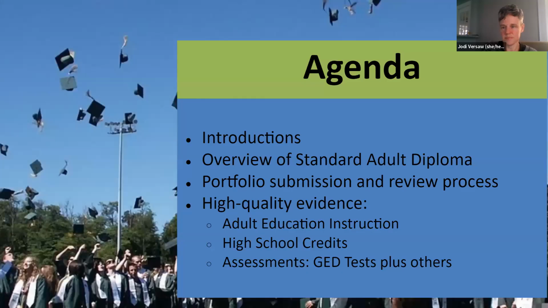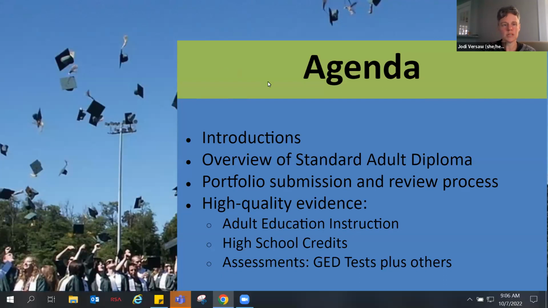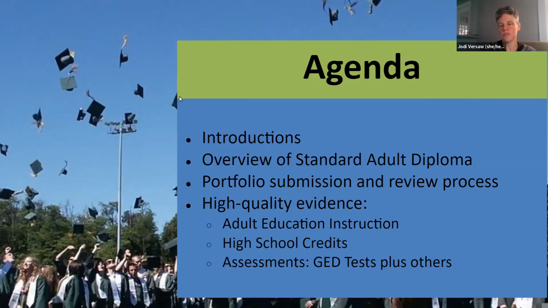Here is the plan for what we are going to do today. We'll start with some introductions. We will do an overview of the standard adult diploma, just a very quick review of everything that we learned and all the pieces that we talked about when we did the first part of this training in September. We will talk about the portfolio submission and review process so that you have a sense of the logistics of how that works. And we will spend the bulk of our time today really diving into what does high quality evidence look like for this portfolio.